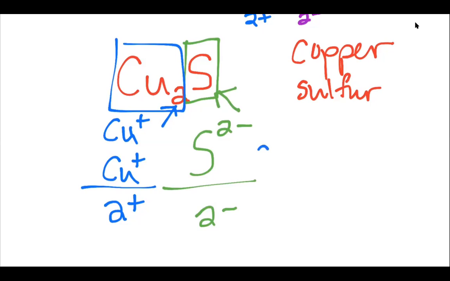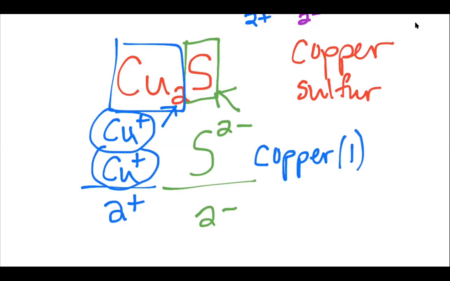So then when I go to do the name, what Roman numeral am I going to use? 2. You sure? What charge does each of these coppers have? 1. So that means it's copper 1. Okay, so remember the Roman numeral tells me the charge on the individual metal. Since the total was 2, but because there were 2 copper atoms in this formula, I had to divide that between them evenly. So each one is only a +1. That means my Roman numeral is a 1. Because remember, the Roman numeral tells me the charge on my metal ion.